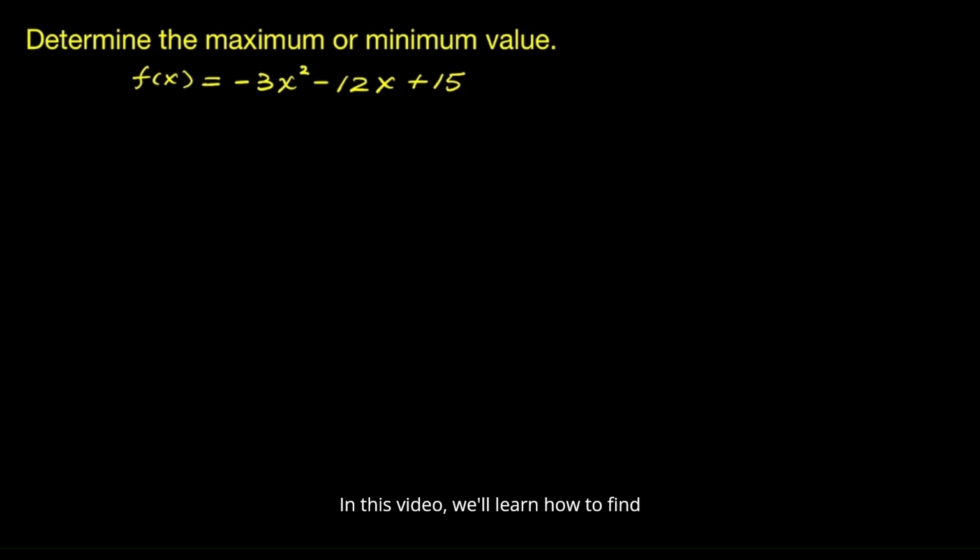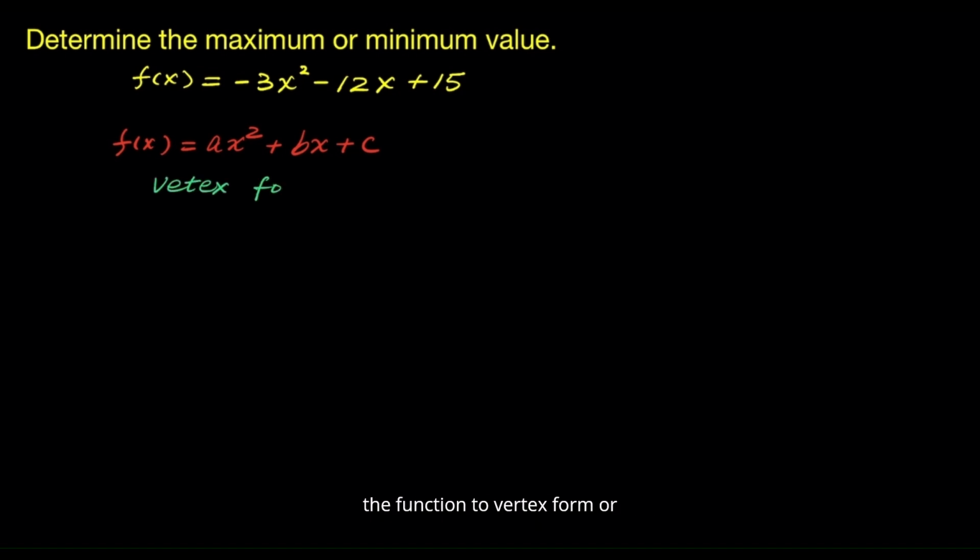In this video, we'll learn how to find the maximum or minimum of a quadratic function. When a quadratic function is given in standard form, let's say f(x) equals ax squared plus bx plus c, you can find its maximum or minimum value in two ways: by converting the function to vertex form or factored form.